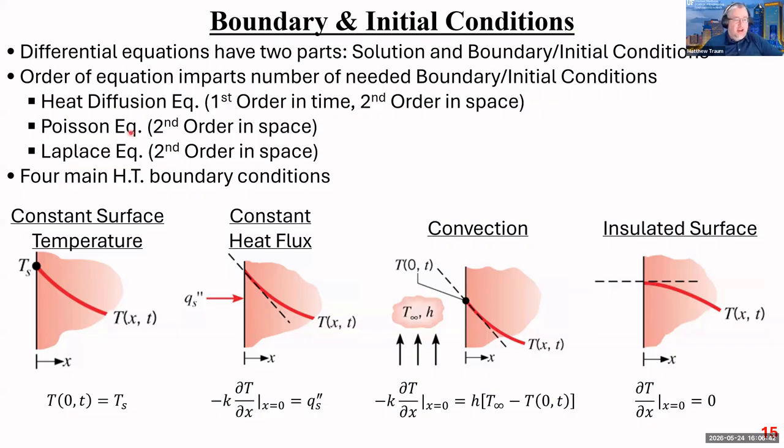For Poisson's equation and also Laplace's equation, in both of those cases, remember the time derivative goes away. There's no change in temperature with respect to time, no thermal energy storage. And so the requirement for initial conditions with respect to time goes away, and we just have the requirement for two spatial conditions, right? So two spatial for Poisson, two spatial for Laplace.